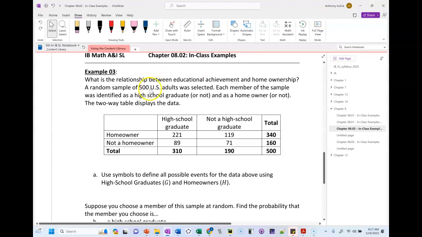Aiden, you're next. Example 3 says, what is the relationship between educational achievement and home ownership? A random sample of 500 U.S. adults was selected. Each member of the sample was identified as a high school graduate or not, and a homeowner or not. The two-way table displays the data. Use the symbols to define all possible outcomes for the data above using high school graduates G and homeowners H.